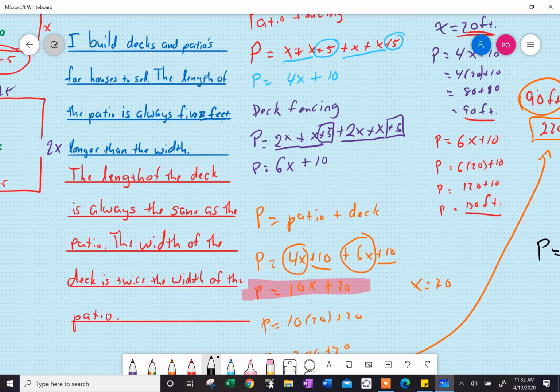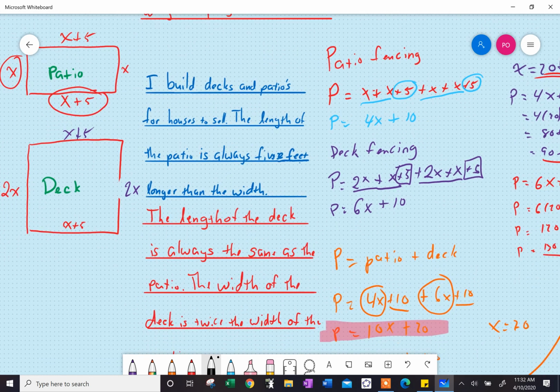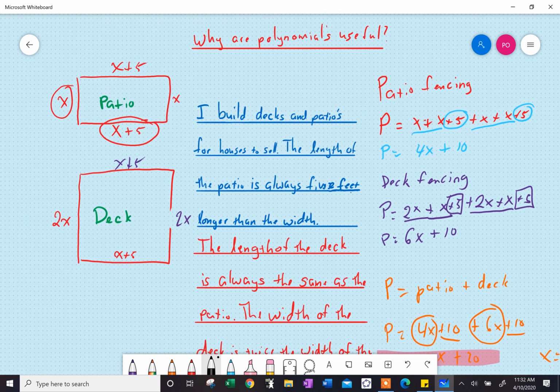I am going to do a second video using the same exact example, and it's going to be looking at area as well. All right. So this is video 1.